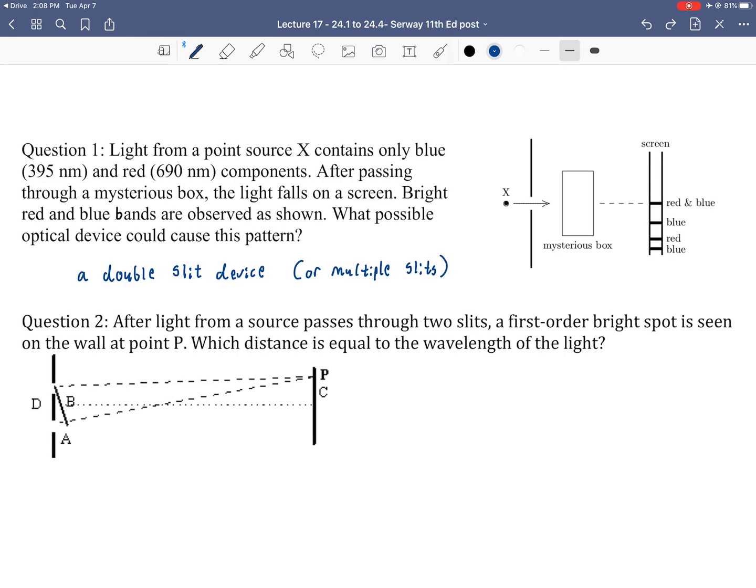All right, so question 2. After light from a source passes through two slits, a first-order bright spot is seen on the wall at point P. What distance is equal to the wavelength of the light? Okay, so how do we think about looking at this picture? How do we relate the information in the figure to the wavelength of the light? Take a minute and think about it.